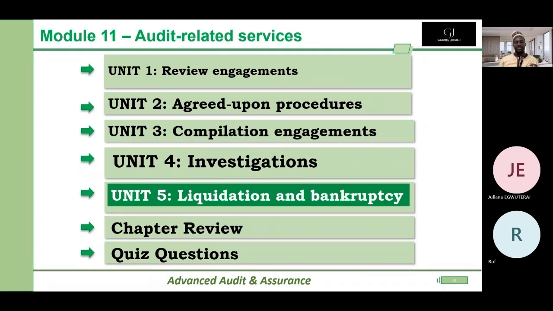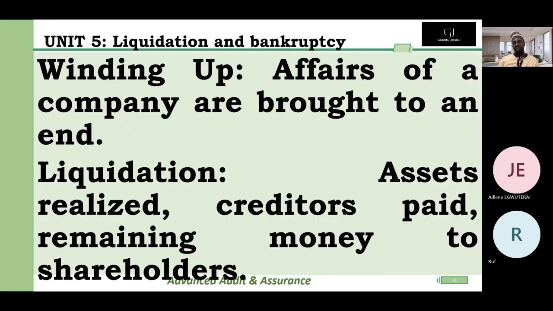Okay, so the last one is liquidation and bankruptcy. That's the last unit under audit-related services, if we don't have any questions. What does liquidation and bankruptcy speak to? Generally, the winding up of a company, bringing to an end its going concern, is what liquidation and bankruptcy speak to.